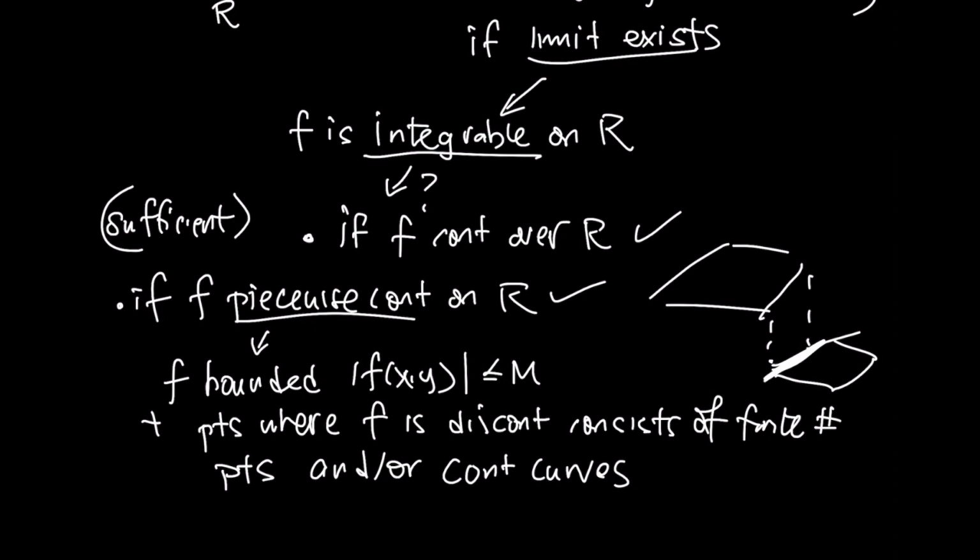You could have a function with a hole or several finitely many holes. You could have a function where a portion is cut out, just like this, and this would be a curve of discontinuity. So as long as it's got a finite number of these curves, the integral will exist.